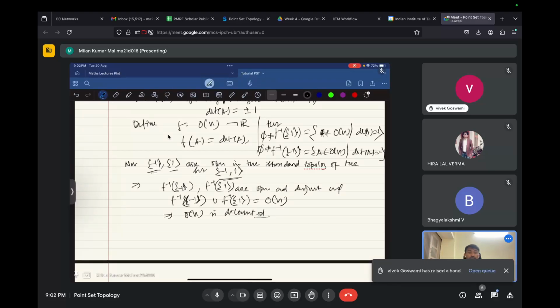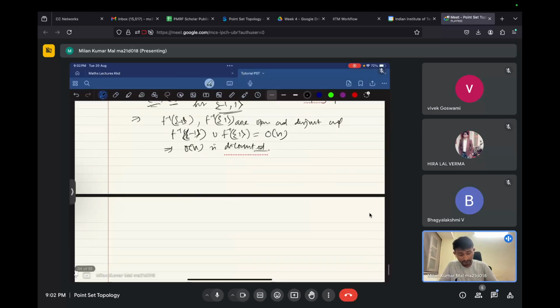Vivek, yes, you can say. Sir, can you please repeat how -1 and 1 are open? Sorry, -1 and 1 are open in the standard topology now. As singleton sets, they are not open in R. What my point is, take R as the real numbers. Now this -1 singleton set, what are they? Closed.